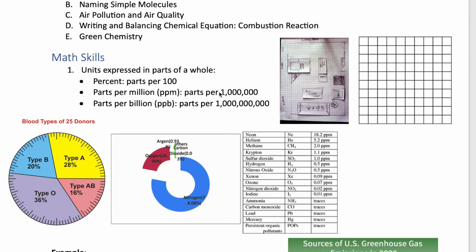We're going to start by talking a little bit about the concept of parts of a whole, and there are three different ways you can see this expressed in chemistry. One is the idea of a percentage, which is just parts in a whole expressed as 100, something out of 100. And this is probably the most familiar one to everybody.